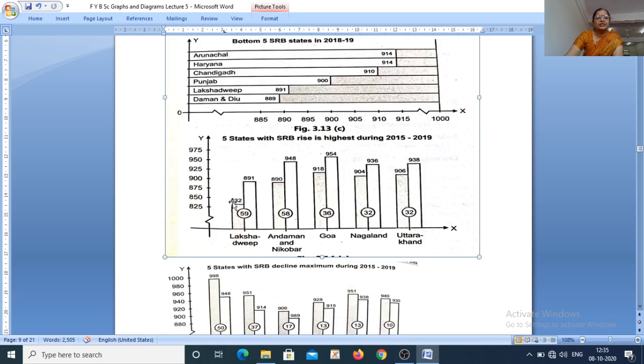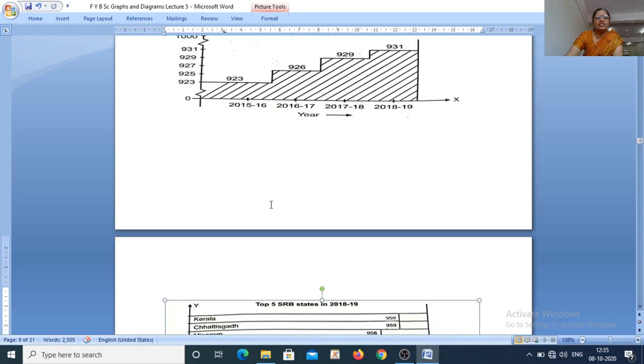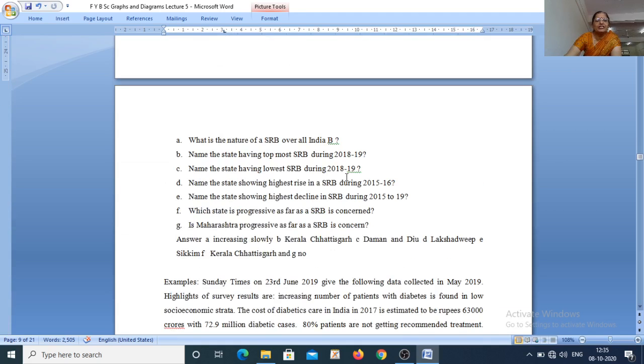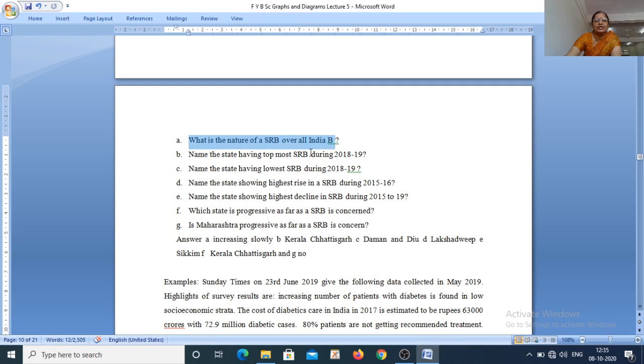Also this is a comparison of sex ratio at birth during the period 2015 to 2019. So this is the difference. This difference is taken from our census analysis, and this is real data. So by reading all these diagrams, what is the nature of SRB overall in India? What is the nature of sex ratio at birth in India?